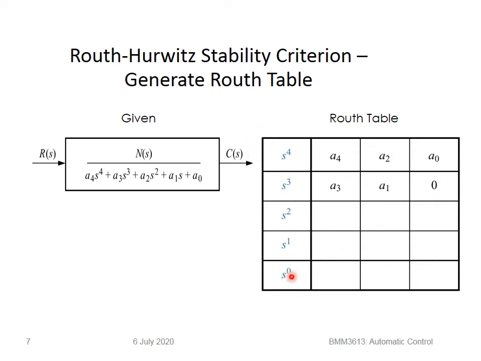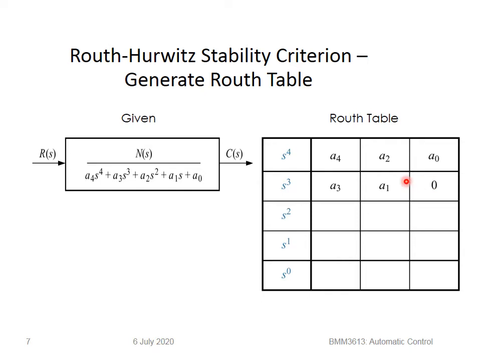So how do we start the table? The table consists of multiple lines, and the number of lines depends on the order of your polynomial. Here the polynomial order is 4, so we will have 5 terms: power 4, power 3, power 2, power 1, and power 0. That's why we have 5 lines. We start with the highest order, s to the power 4, and decrease until the last one, s to the power 0. So we have 5 lines: s to the power 4, s cubed, s squared, s to the power 1, and s0. 1, 2, 3, 4, 5.